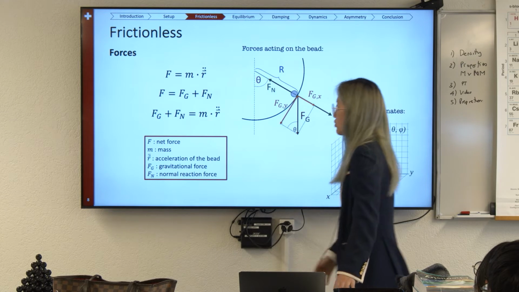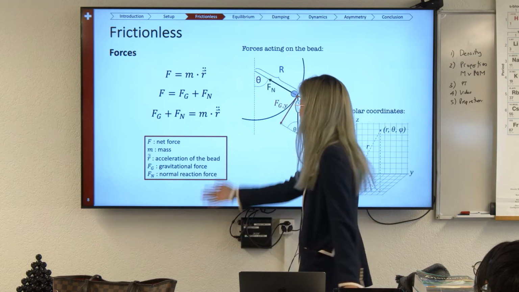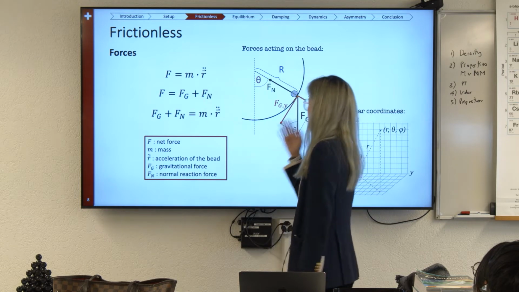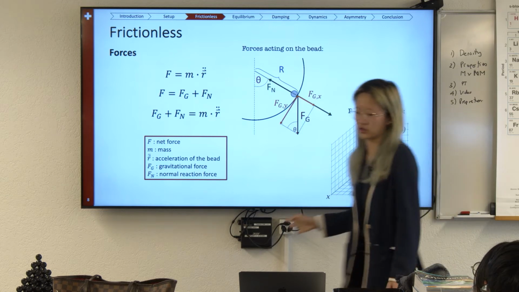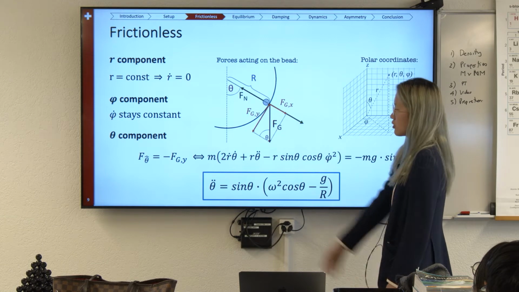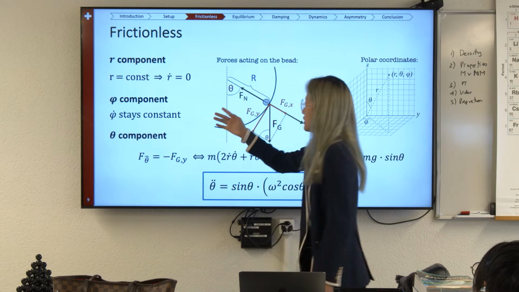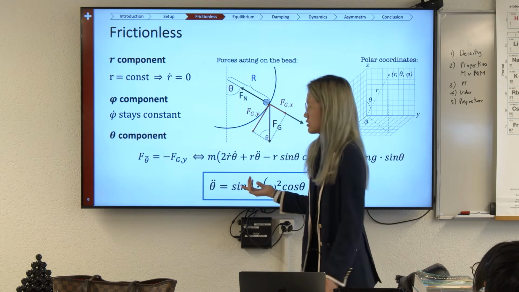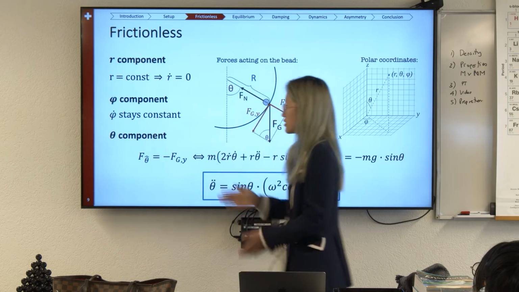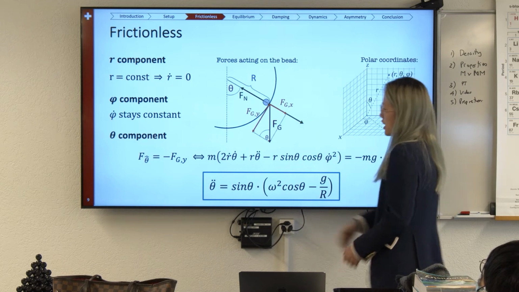The net force equals the mass times acceleration by Newton's law of motion, and it also equals the gravity force plus the normal reaction force, because I'm not investigating the friction force just yet. Now I will only be looking at the theta component, because the r component stays constant, as the radius doesn't change when it rotates. Also the rate of change of phi remains constant because the angular frequency is kept the same during the rotations.